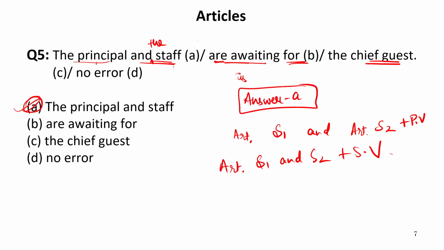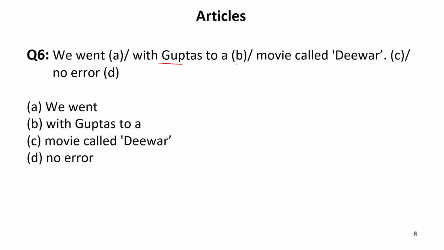Now, let us move to the next one. We went with Guptas to a movie called Diwar. Now, you must imagine how old this sentence is. So, we went with Guptas. Now, Guptas is the surname, related to a family. It refers to a family whose surname is Gupta. Now, here we should write "the Guptas". If we write a surname referring to a family, we use "the" before it for sure. So, B is the correct answer. So, answer is B.